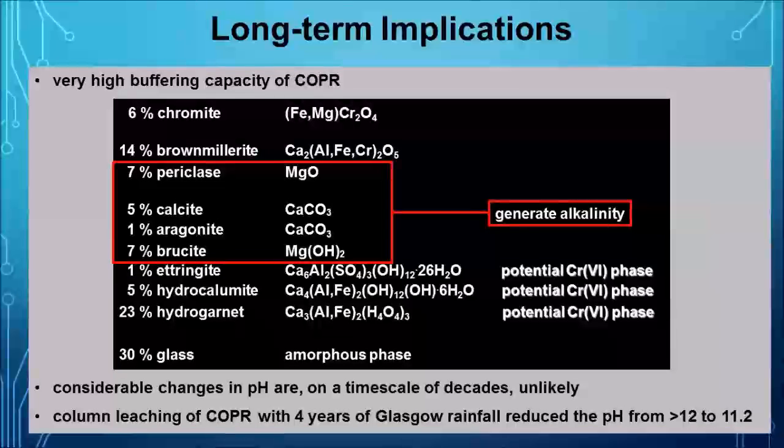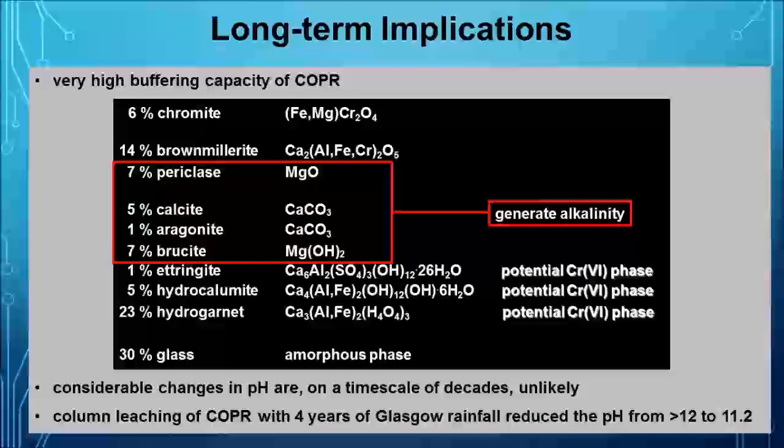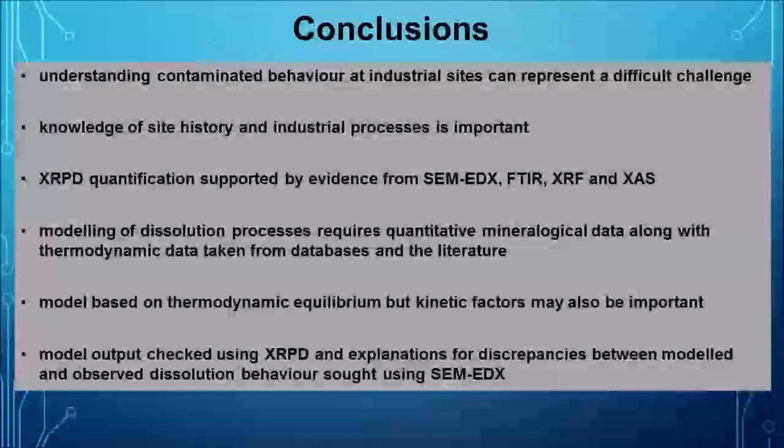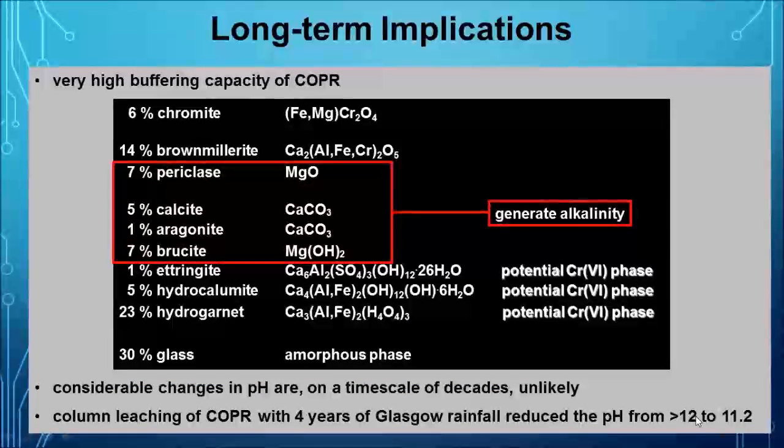So is it important to look at the pH range where we are not getting the good agreement between the modelling and the observed behaviour? Well, from our knowledge of how this material behaves, it may not be, at least on the time scale of decades. Because the other part of what we're doing is looking at the changes in the COPR material and its resistance to change in pH. So we took some of the material and placed it in a column and passed something like 194 volumes through this material, which was equivalent to about 4 years of Glasgow rainfall. And in doing that, we were able to change the pH from about 12-ish only down to about 11.2.